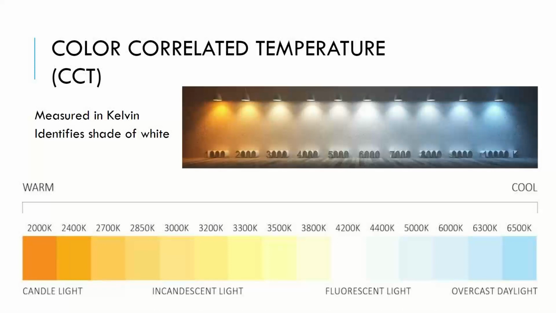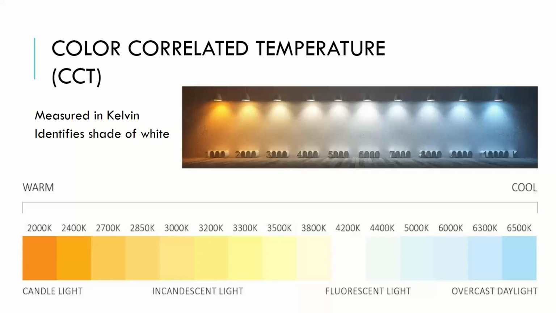Next, we're going to talk a little bit about color correlated temperature, which is measured in degrees Kelvin, so it is often just referred to as Kelvin. The lower the Kelvin temperature, the warmer the light will be. Candlelight is around 1900 degrees Kelvin, a traditional incandescent household bulb around 2700 degrees Kelvin.